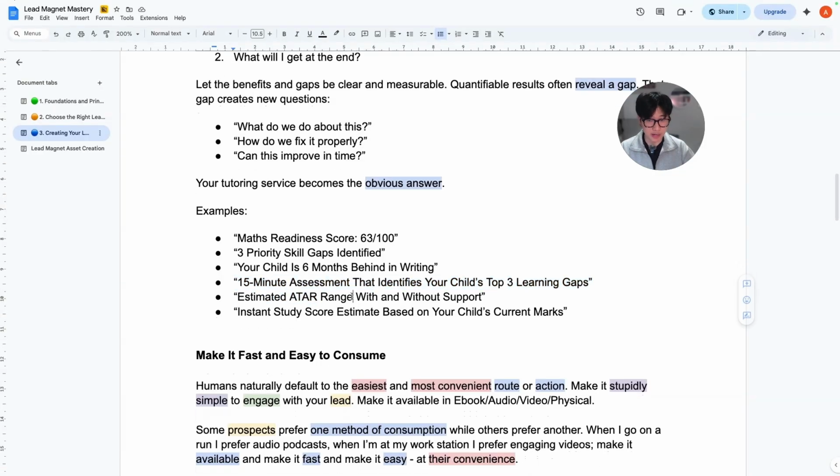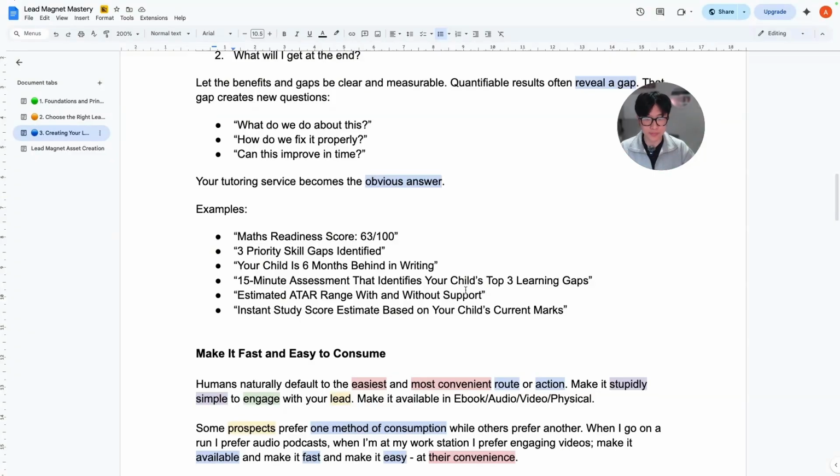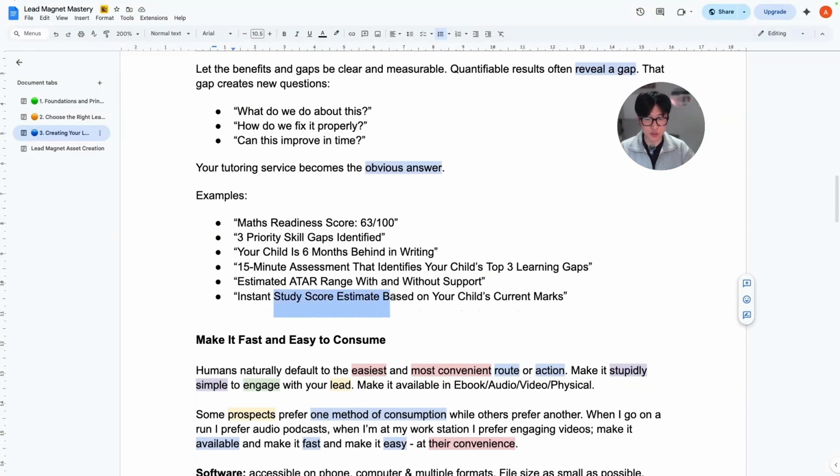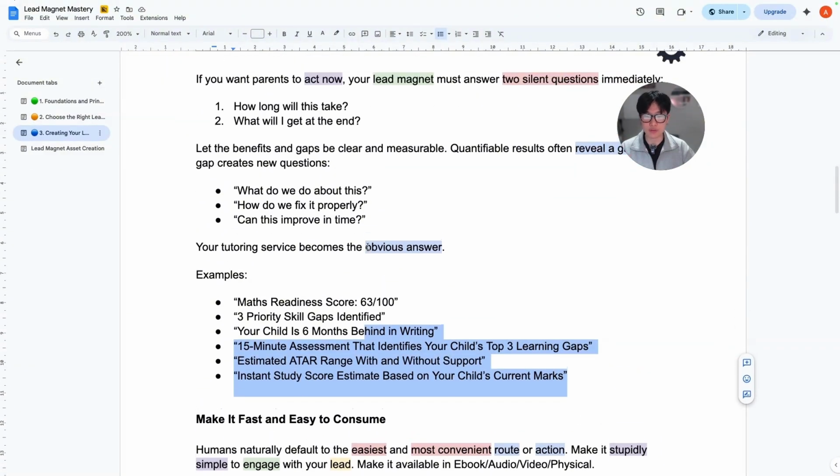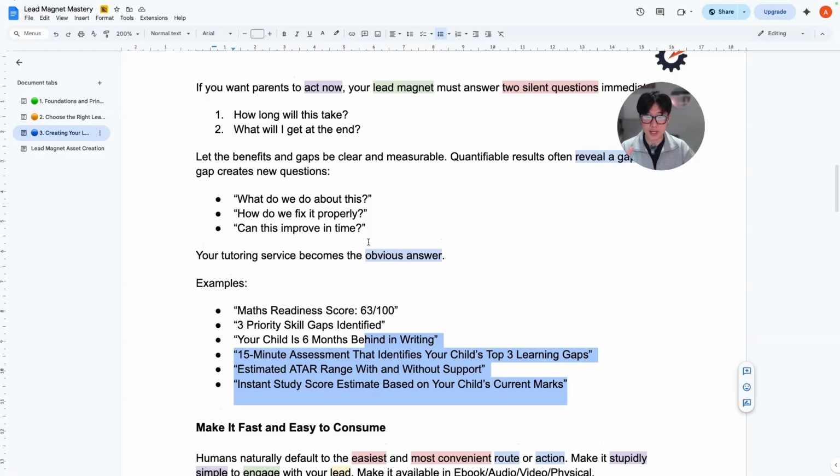An estimated ATAR range with and without support is something you can provide. So without support, you might be getting 80 to 85. With support, you can be getting 90 to 92. That's for an ATAR calculator. You can also give an instant study score estimate based on your child's current marks if they submit a report or a marking guide. All of these are examples of really quantifiable and even time-bound results.